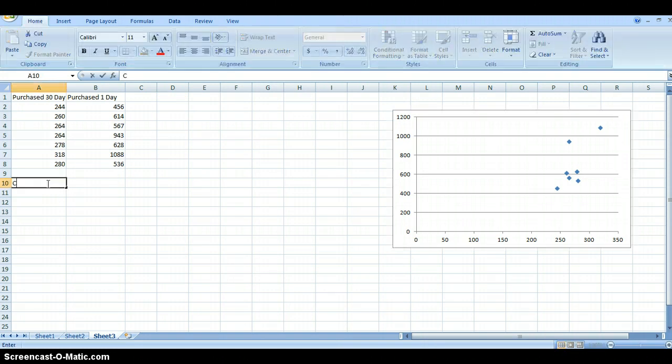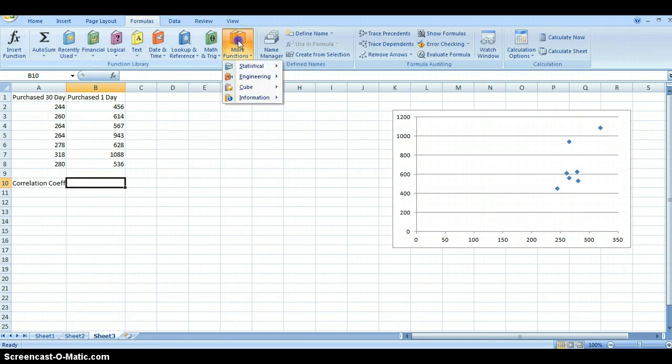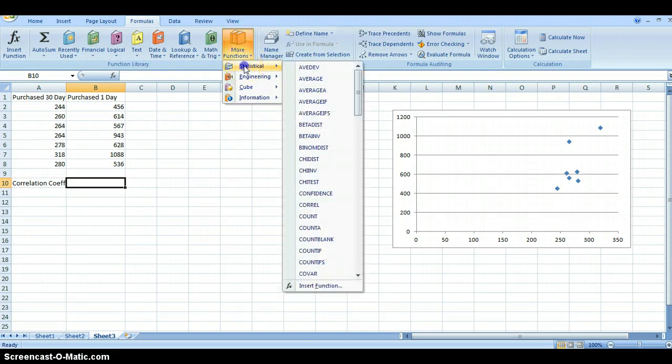So over here you could just type so you know what you're looking at, because you know that you're going to have to put this in the Word document. And I pick a cell outside everything else. I go up here to formulas. Under more functions and statistical, I choose the abbreviation for correlation.